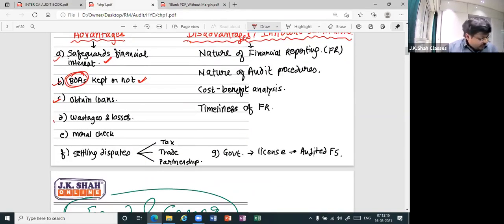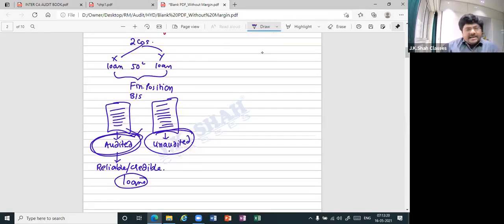Next, it helps you to find out any wastages and losses which are happening. See, can I say when you talk about production processes, your costing has started costing.